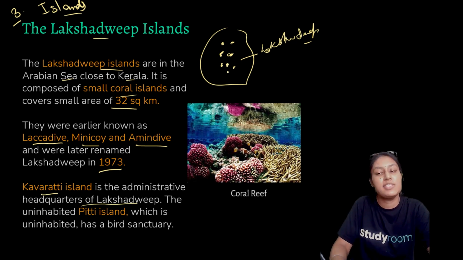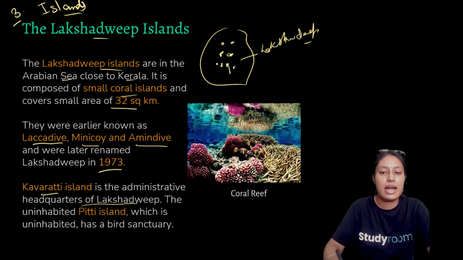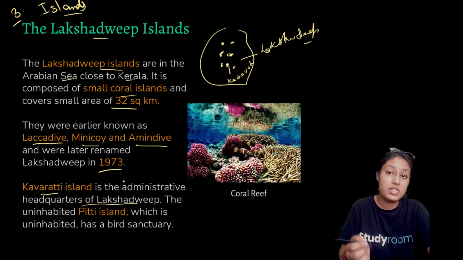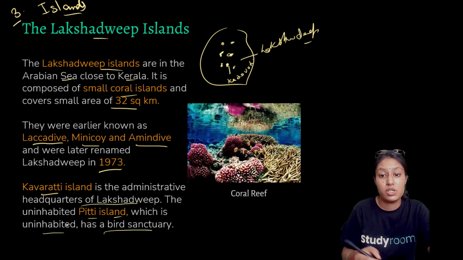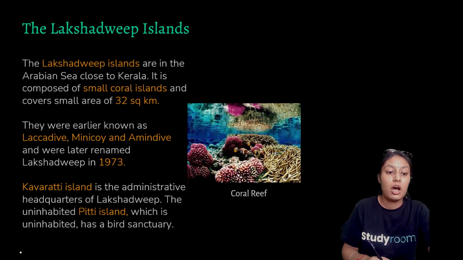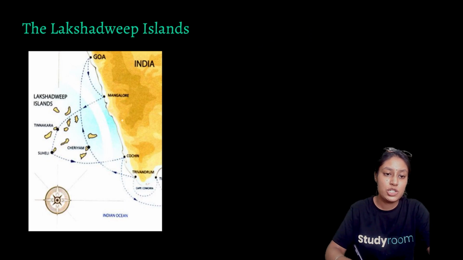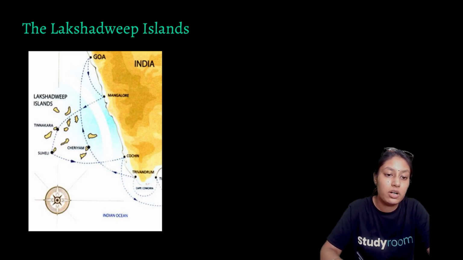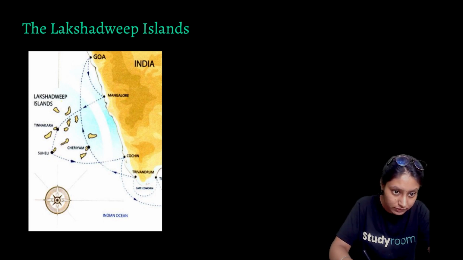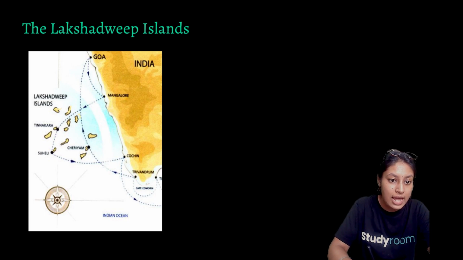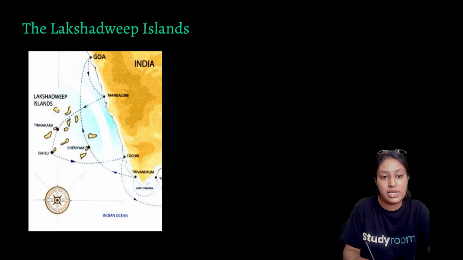Together, they are called Lakshadweep, but they have separate names as well, because they're different islands, right? For example, let's take Kavaratti Island, which is the administrative headquarters of Lakshadweep. The uninhabited Pitti Island has a bird sanctuary as well. So you can see here the location and how Lakshadweep is placed. There are different islands that together are known as Lakshadweep, which are closest to Kerala.